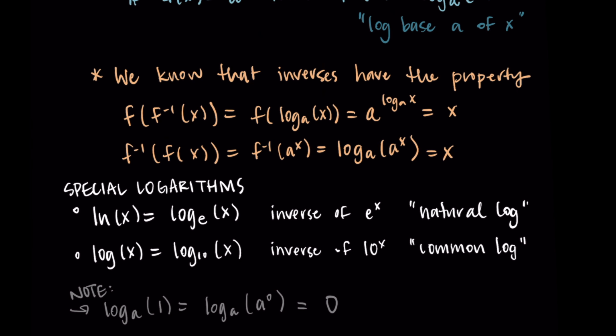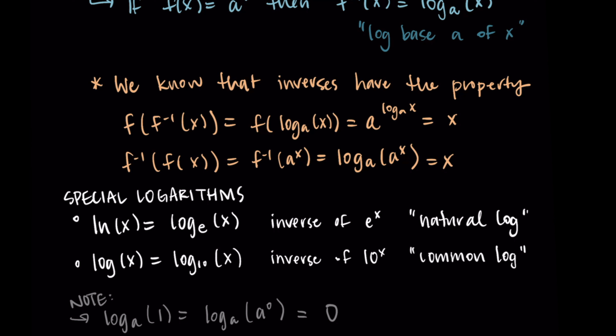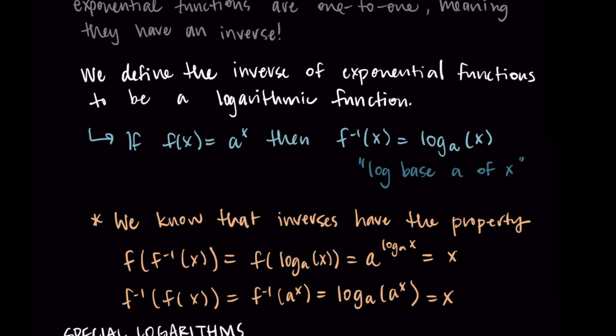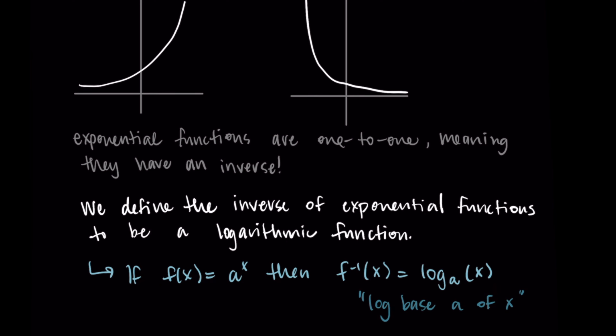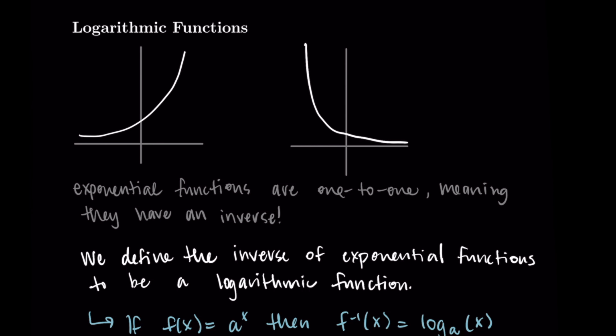And then at the beginning we had started with just some notes. A note that log base a of 1 is always 0, so log of 1 is always 0. Then we went through some special logs. We had the natural log and the common log, and we had our inverse properties. And there we go. So that is it for logarithmic functions.